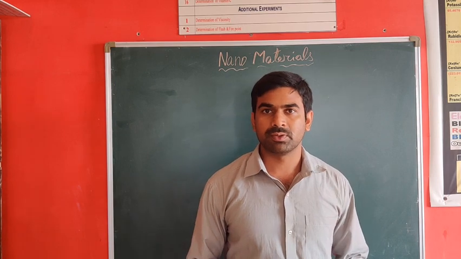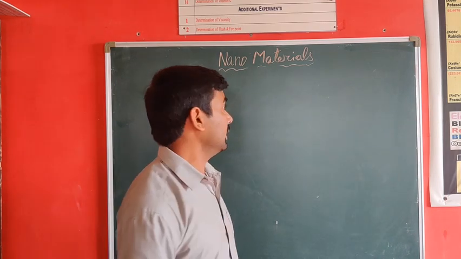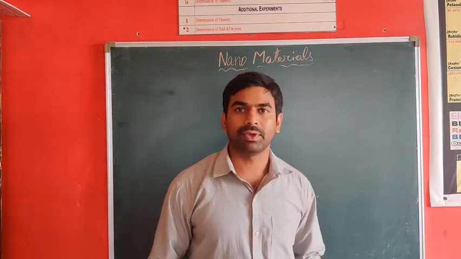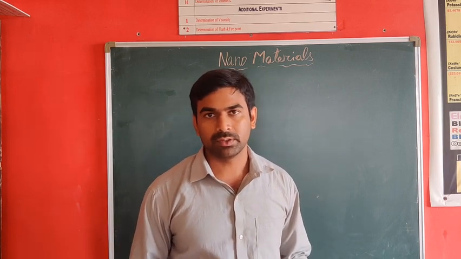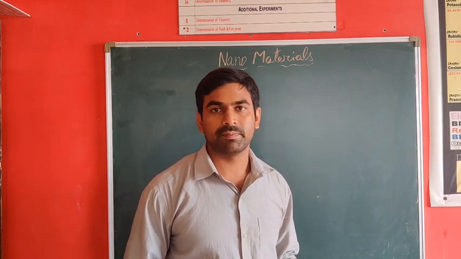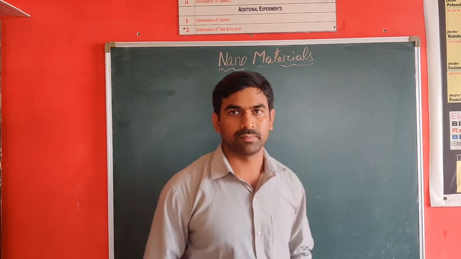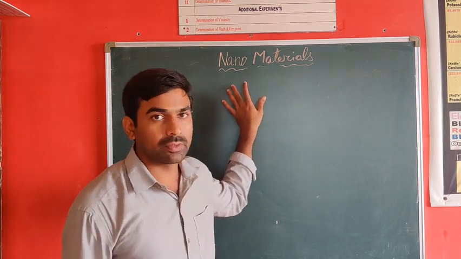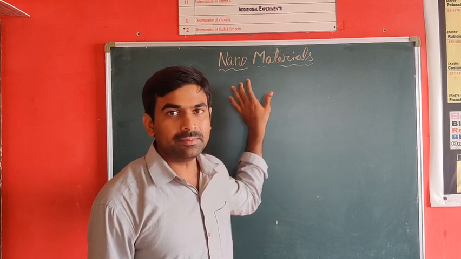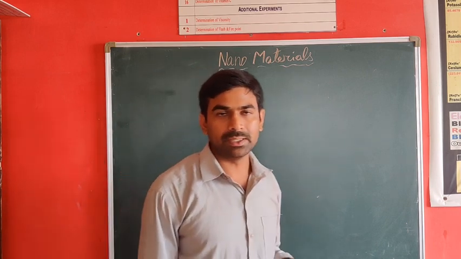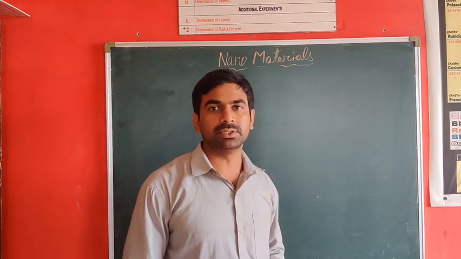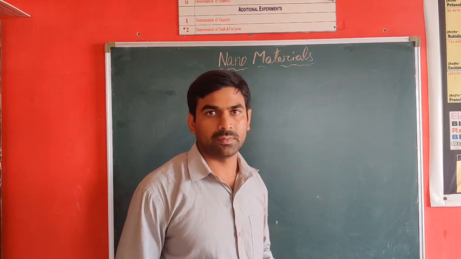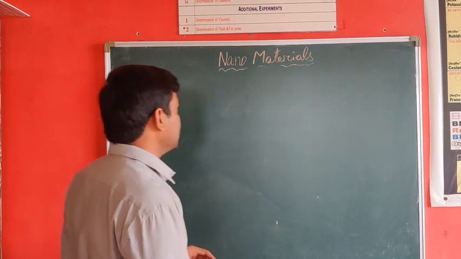So today we discuss Unit 5. In Unit 5 we have two subtopics: nanomaterials and green chemistry. Today we discuss nanomaterials. The term nano is a Greek word. It means small. Nano means one billionth.